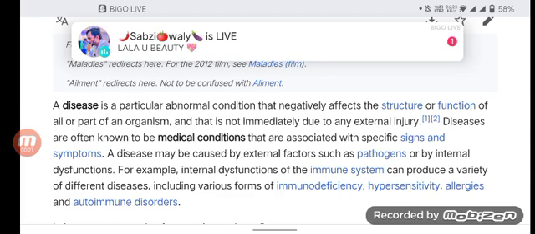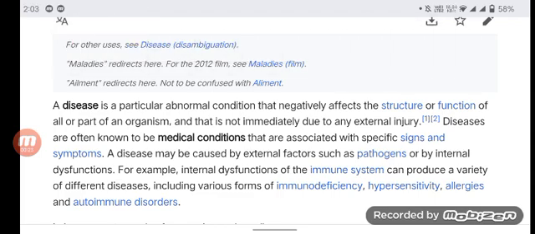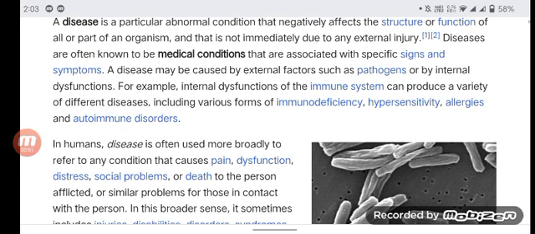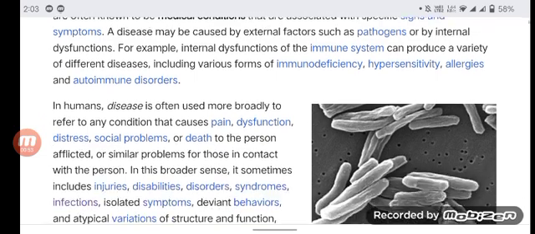Diseases are often known to be medical conditions that are associated with specific signs and symptoms. A disease may be caused by external factors such as pathogens or by internal dysfunctions. For example, internal dysfunctions of the immune system can produce a variety of different diseases, including various forms of immunodeficiency, hypersensitivity, allergies, and autoimmune disorders.